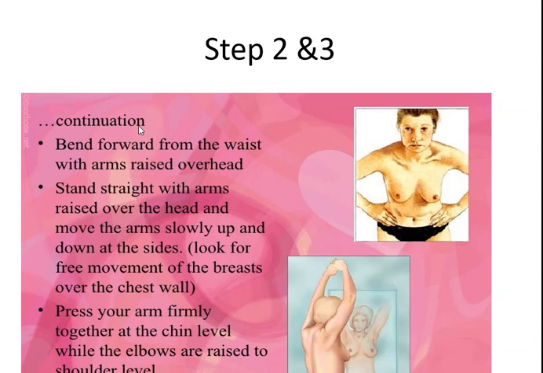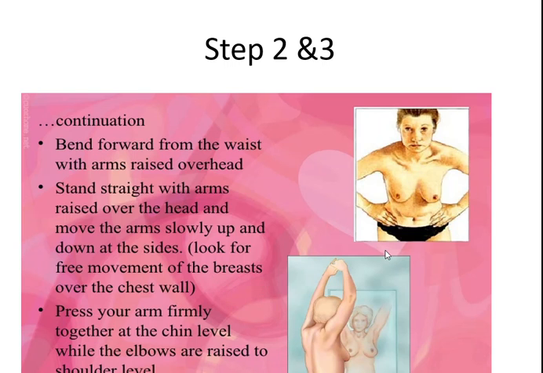Okay, next, bend forward like this. You need to bend forward from the waist with the arms raised overhead. Stand straight with the arms raised over the head and move the arms slowly up and down at the sides. Look for the free movements of the breast over the chest.